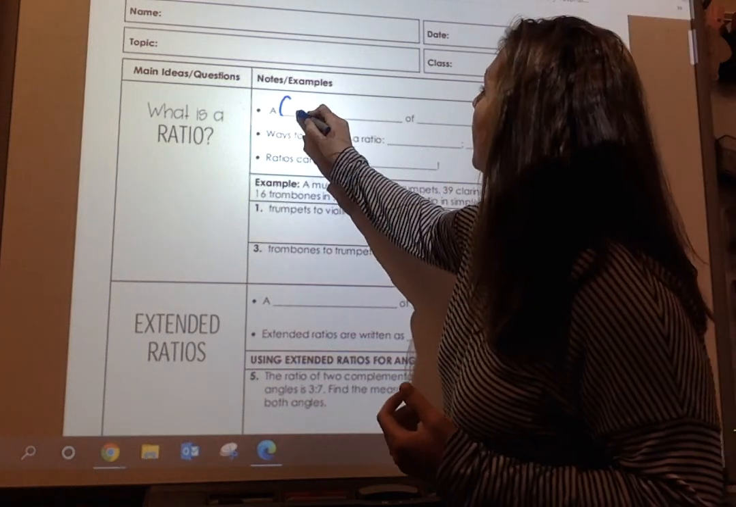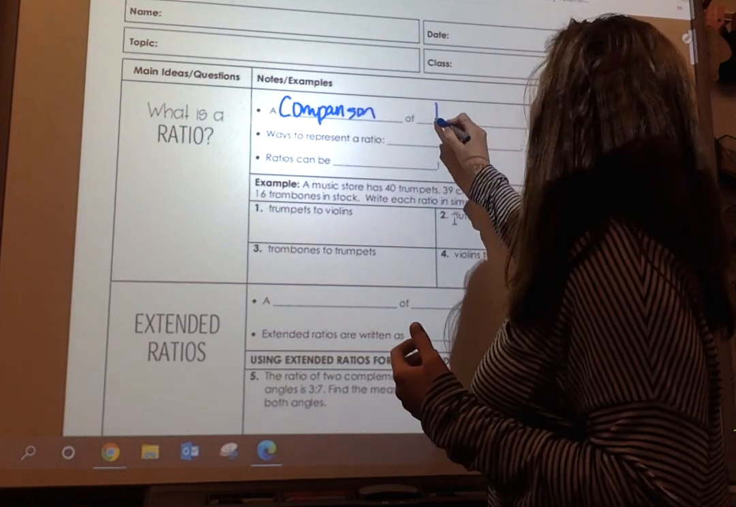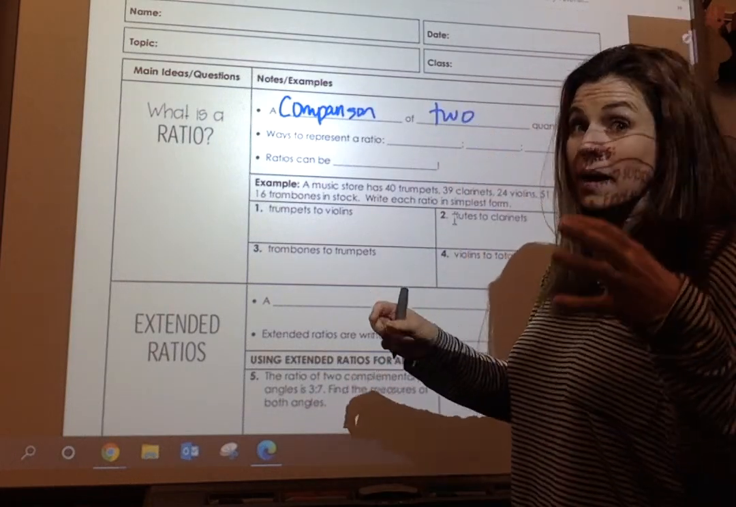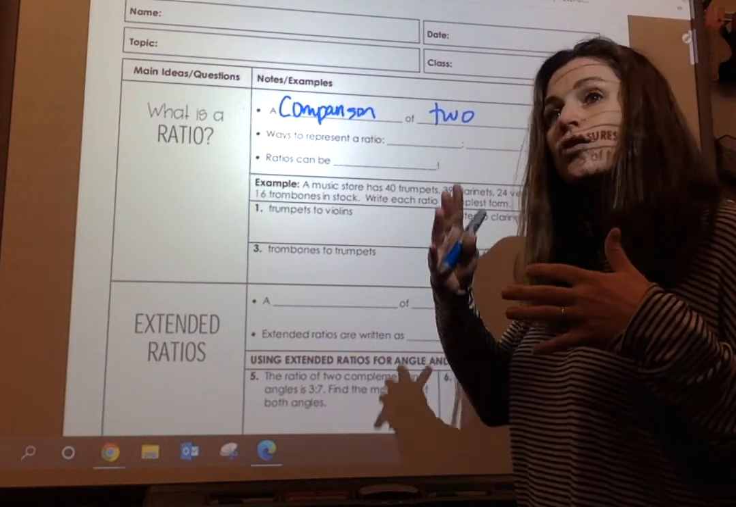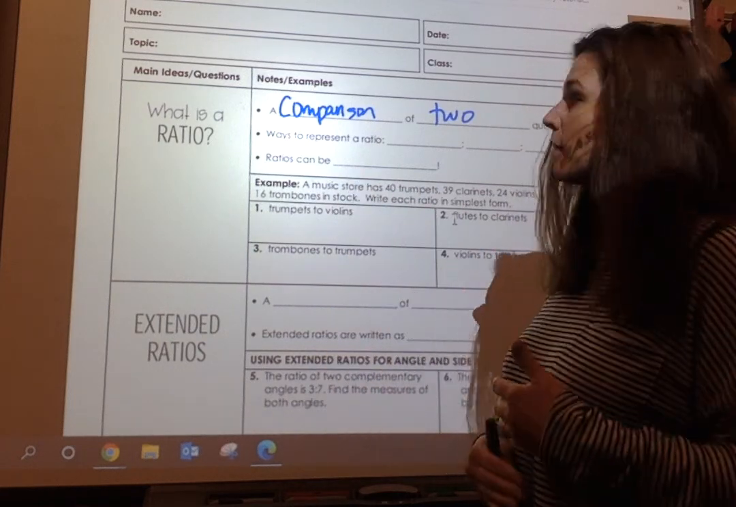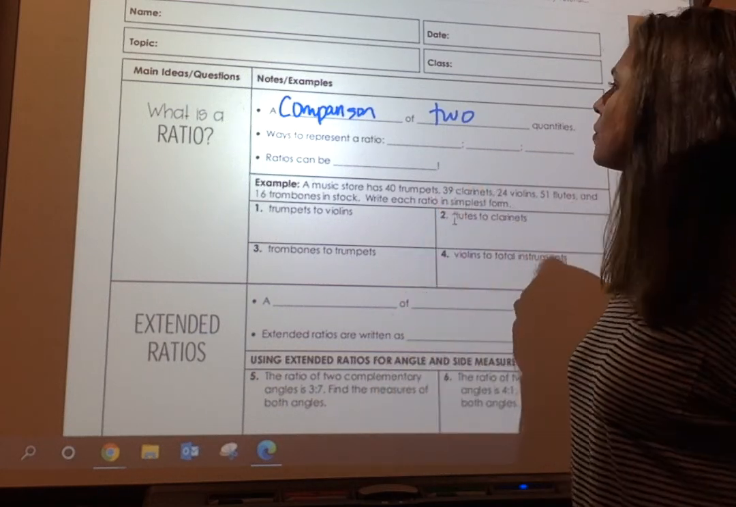Remember, it is a comparison of two quantities. And the biggest ratio that we dealt with last year was slope. Remember, it compared change in y over change in x. So that's exactly what a ratio is. It's comparing two numbers.